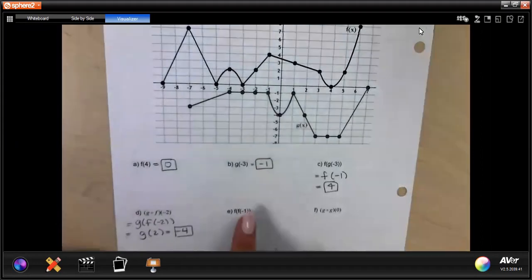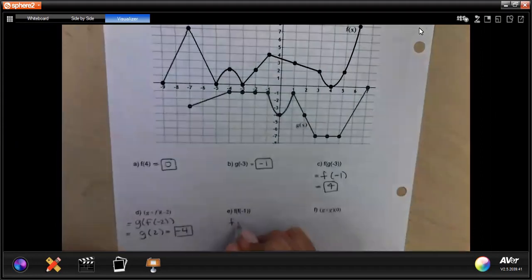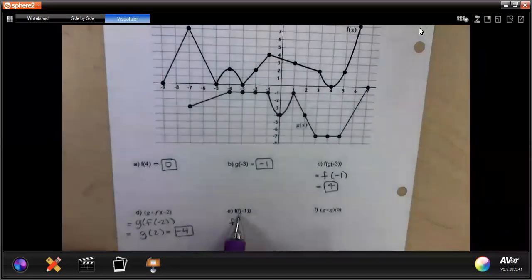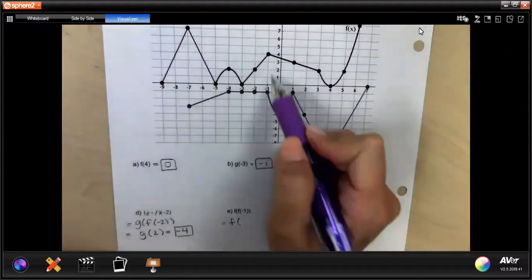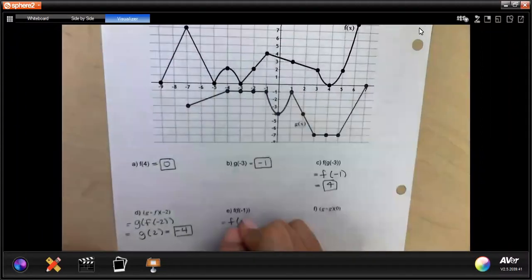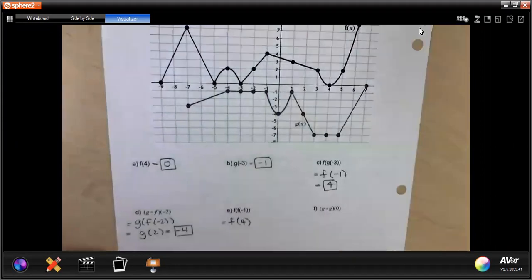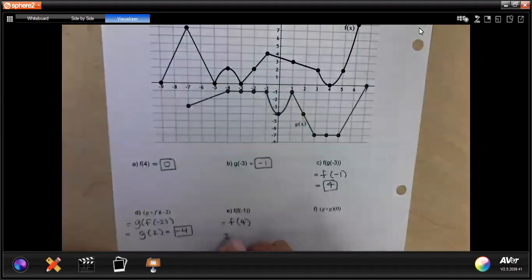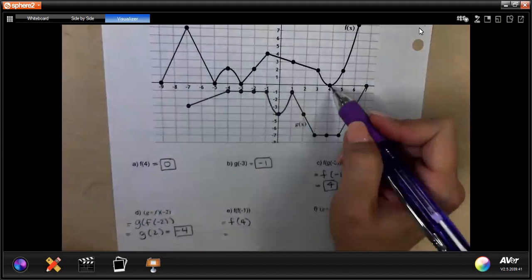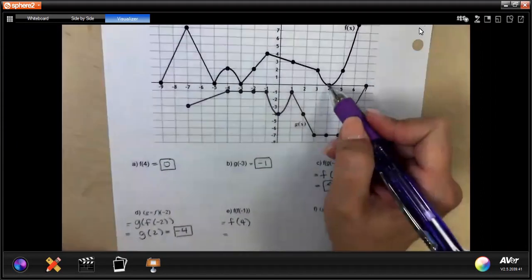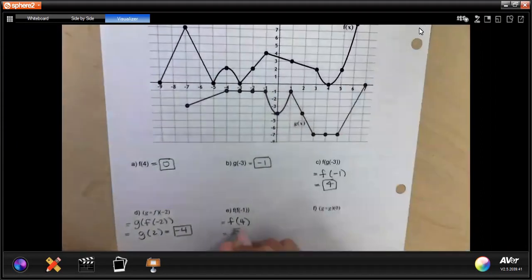You can do it with the same function, just like we did with the equation. So f of f of -1, I start from the inside. And so f of -1, I go to -1 and my f function is at 4. So that becomes the new input. Now I'm going to go to 4 on my x and find what f is. And right there it is 0. So this would be 0.